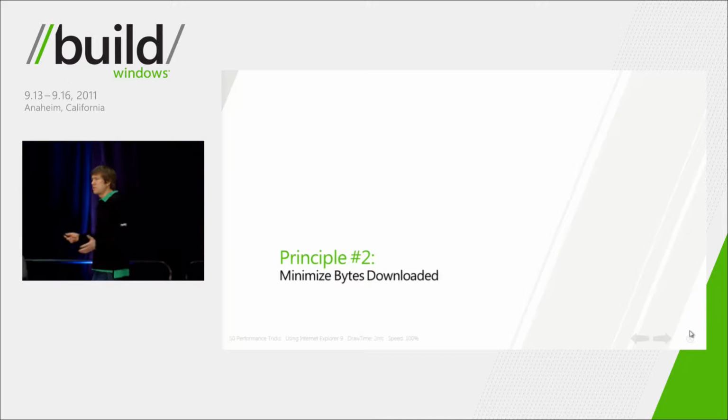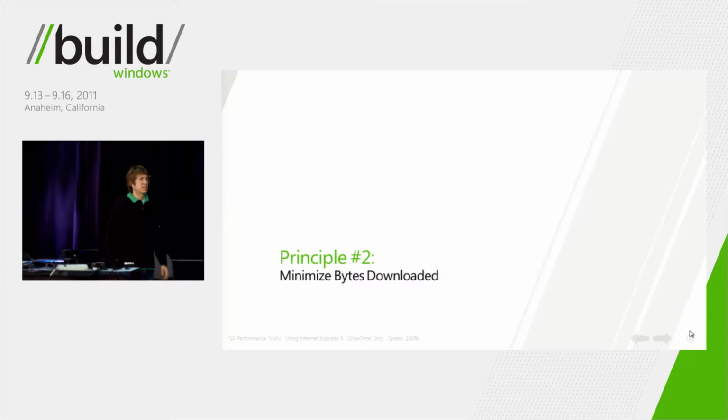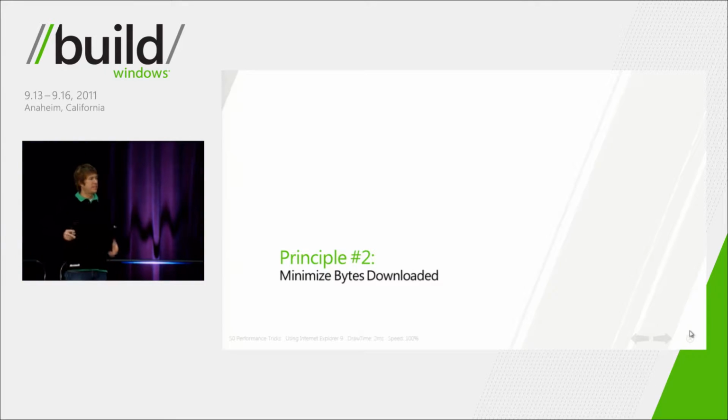The second principle, okay. Principle 1 was all about quickly responding to network requests, getting the data back to the client as quickly as we can. Number 2 is about minimizing the number of bytes being downloaded.